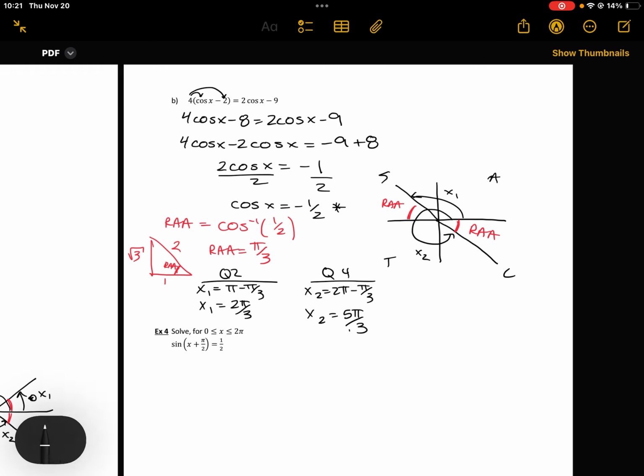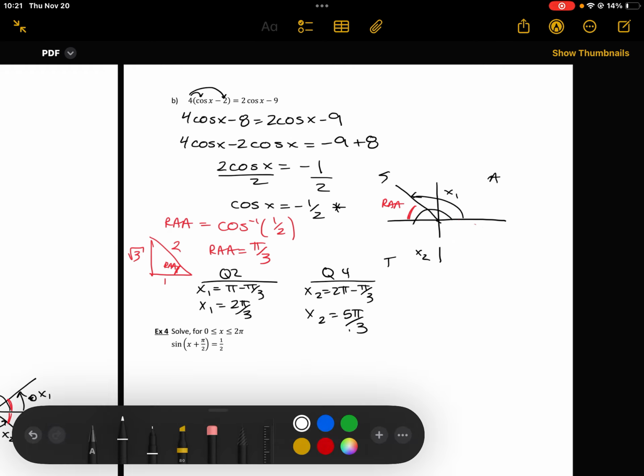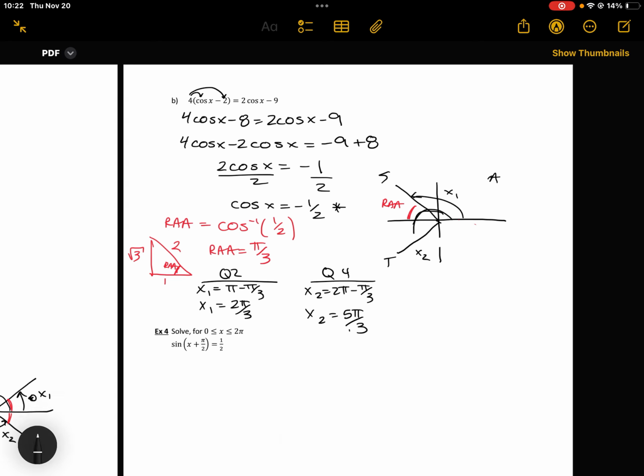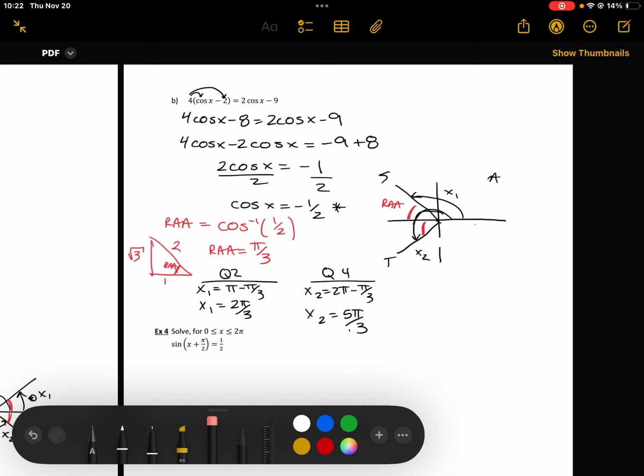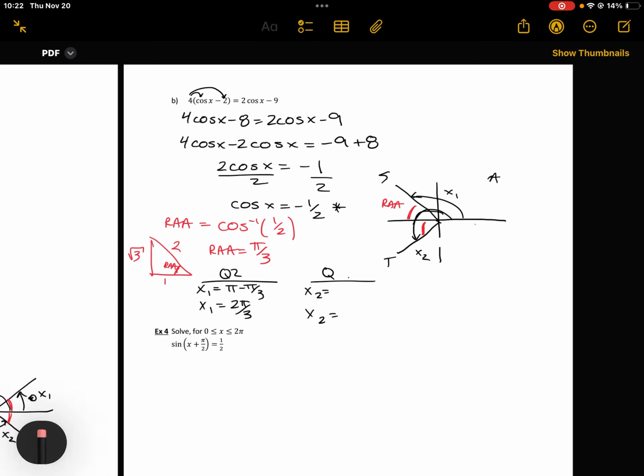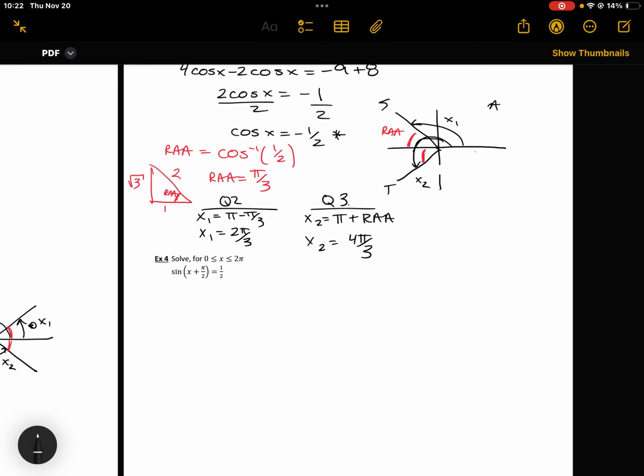For cosine, just double checking my signs, my solution should actually be for cosine to be negative. My second solution should actually be in this quadrant right here with my related acute angle right here, which means that my second solution is actually in quadrant 3, which is pi plus my related acute angle, which is going to give me a solution of 4 pi over 3. I can always verify my solutions to equations by doing a left side, right side check, the same way you would for a linear equation.